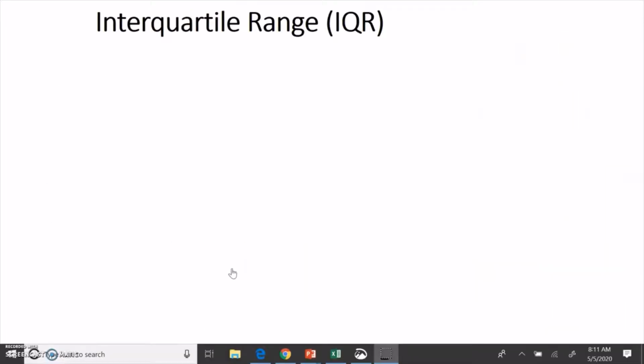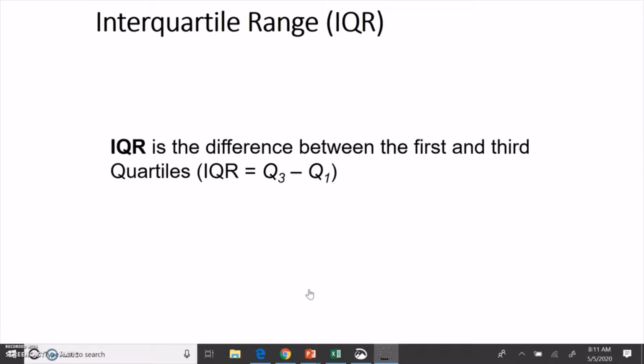Now we see what an interquartile range is. This is short for IQR, right? So IQR is short for interquartile range. And how do we define this interquartile range? It is defined as the difference between the third quartile and the first quartile, Q3 minus Q1. So it's just a subtraction problem. Take away the Q1 from the Q3. This is called the interquartile range.